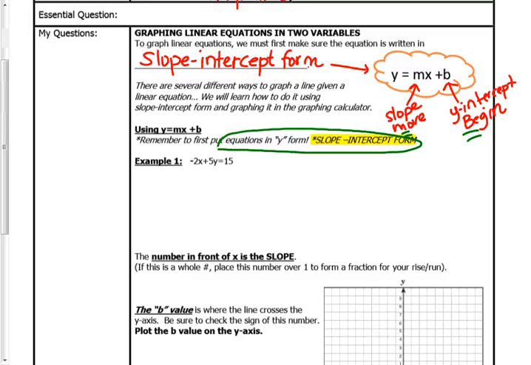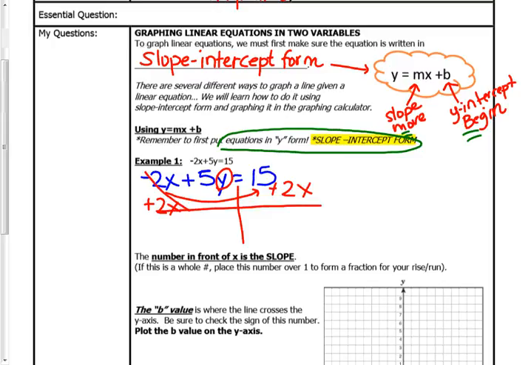Okay, so for example, we look at example 1. It says negative 2x plus 5y equals 15. Well, this is not in slope-intercept form because slope-intercept form means the y is by itself. Okay, so what I want to do is rearrange this, and we worked on that last lesson. Negative 2x plus 5y equals 15. So I want y by itself, and in order to do that, I'm going to have to move this negative 2x over to this side, right? So what I want to do is the opposite of a negative 2x to move it over, which is a positive 2x or plus 2x.